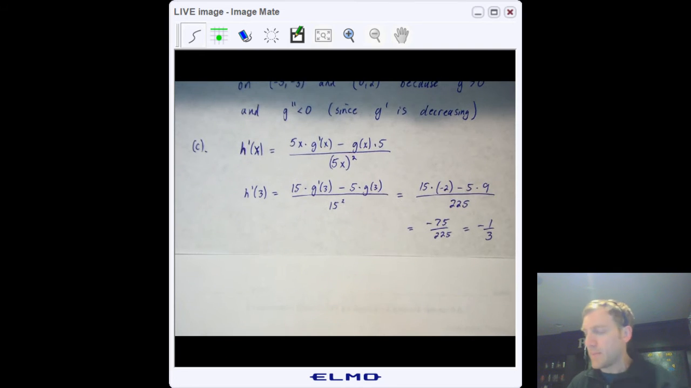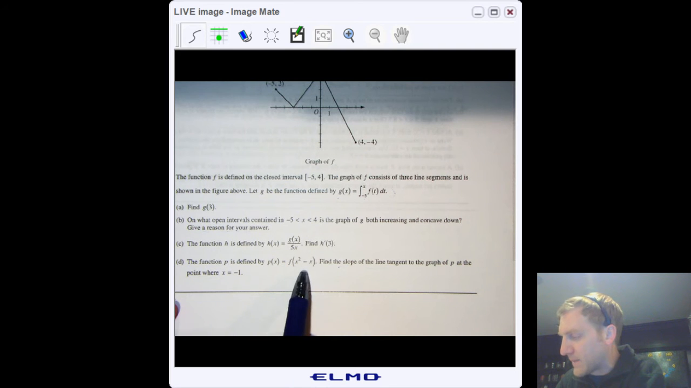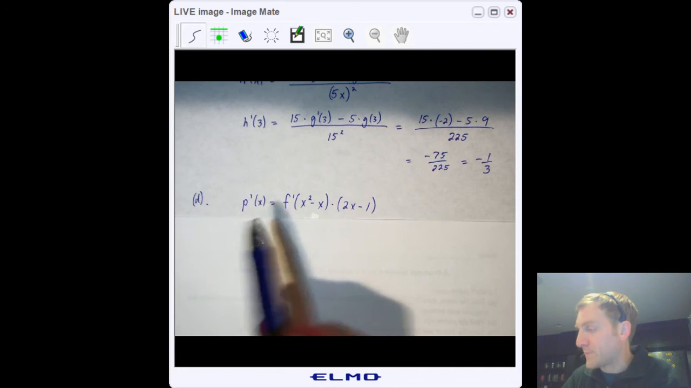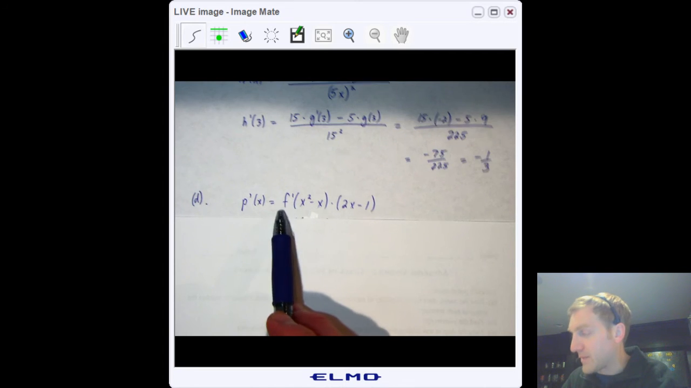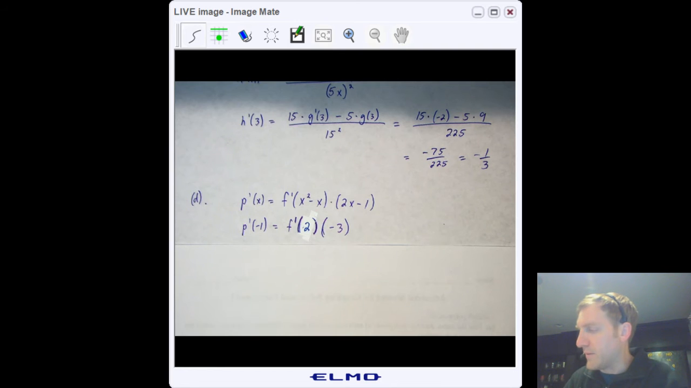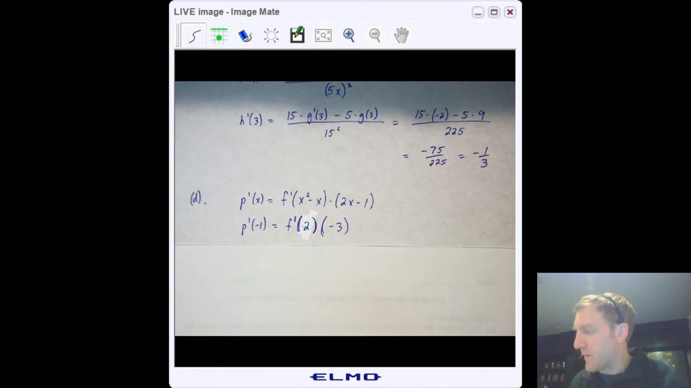And lastly, D, it gives you another function, p of x as f of x squared minus x. Find the slope of the tangent line at -1, which once again just means find the derivative. This time you have to use the chain rule, right? So just write out your work. Make sure you're showing your work here. It's f prime, derivative of the outside, inside stays the same, times the derivative of the inside. Now plug in -1. So it's just going to be f prime of 2 times -3.